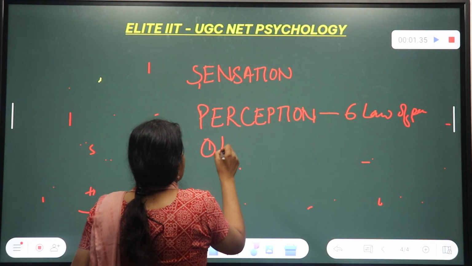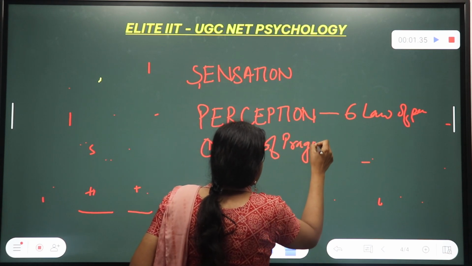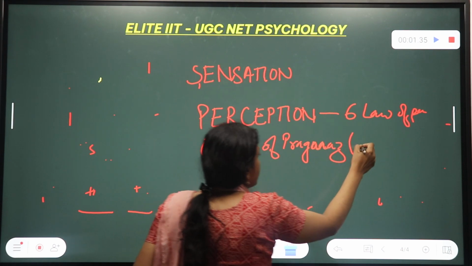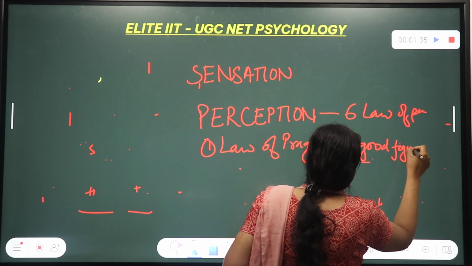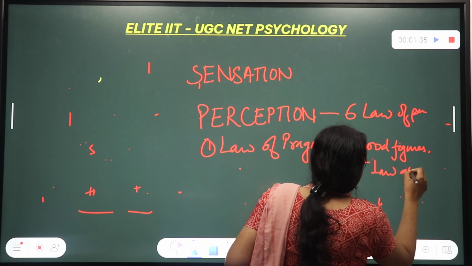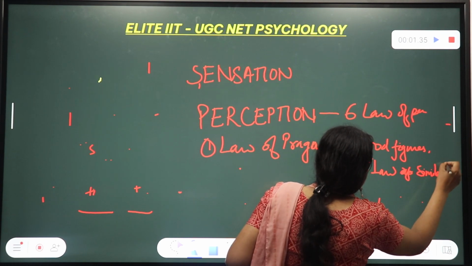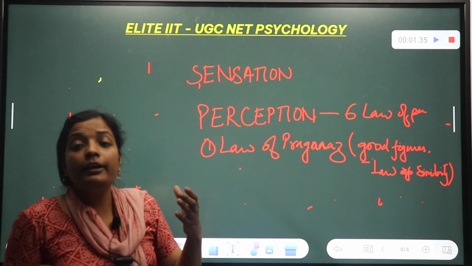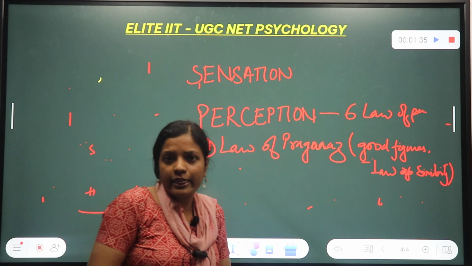One is the law of pragnanz, or good figure, also called the law of similarity. Those figures which are good, which are simple, make us feel very good. That makes us sense them very well, and understand them very well.